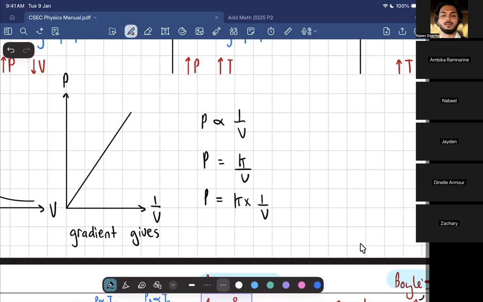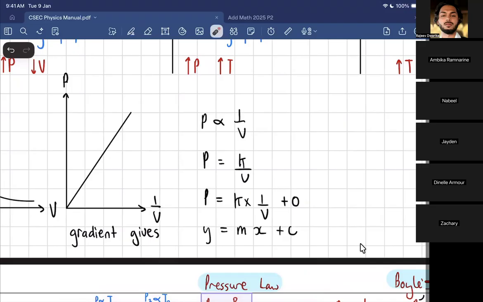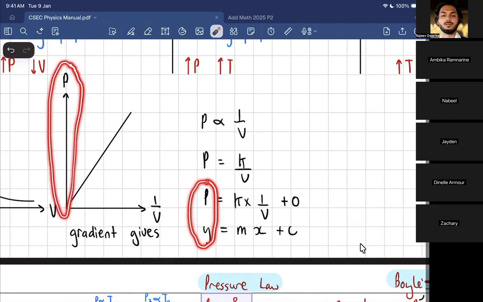So what do you think the gradient would give you, if I plot P versus 1 over V? Look at this. This is exactly like y is equal to mx plus c. I can write plus 0. If you understand the straight line equation, you would understand that y is what's going on the y-axis. So can we see that pressure is on the y-axis? Yes, sir.